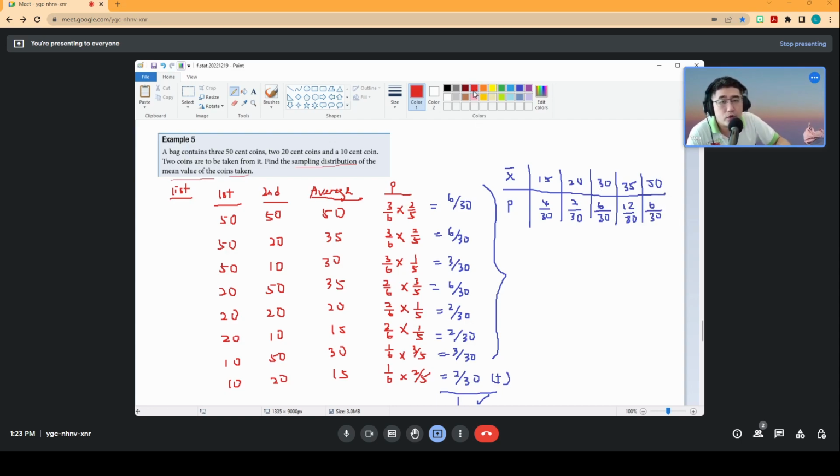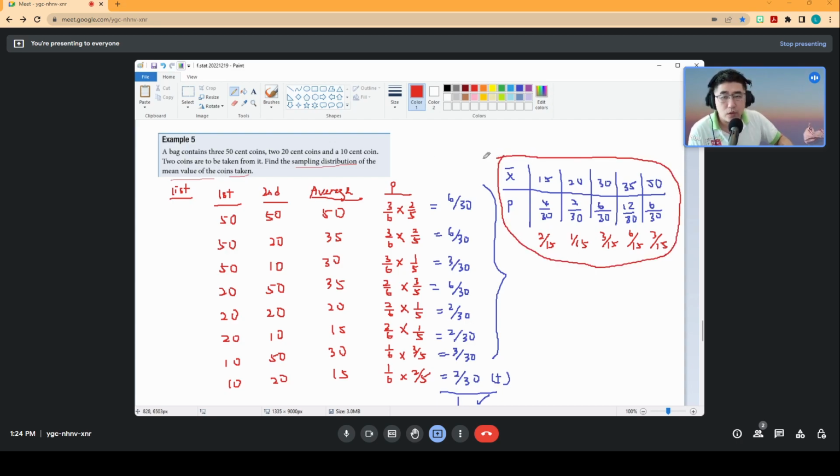Of course, if you want to simplify, you also can. So over here you have 2 out of 15, 1 out of 15, 3 out of 15, 6 out of 15, 3 out of 15. Adding 6 plus 3 plus 3 plus 2 plus 1, it's 15, which equals 1. So this is correct. This is our final answer, the sampling distribution of the mean value.